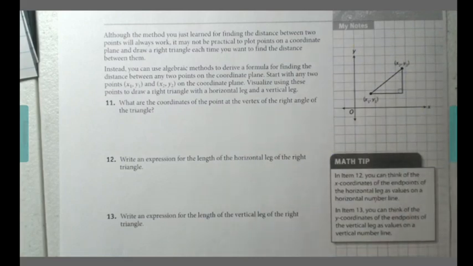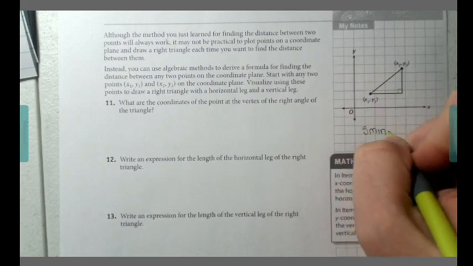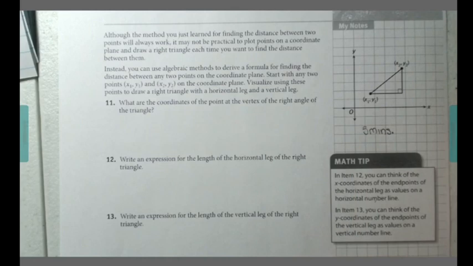Now, this is a little abstract. We're not dealing with actual numbers. We're talking about in general. We're trying to create this general formula. So I'm going to give you about 5 minutes to talk this over with your table mates and answer questions 11 through 13 before we come back. Whole group, please go ahead and pause your video now.